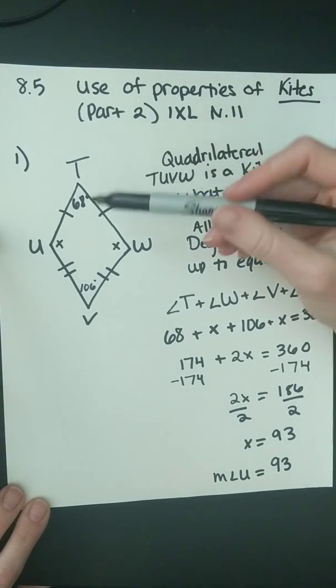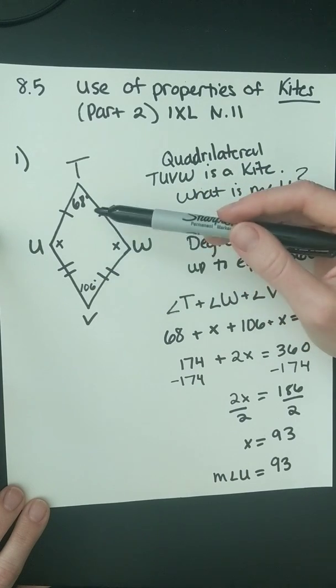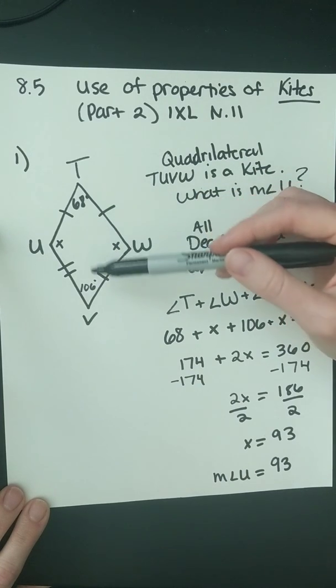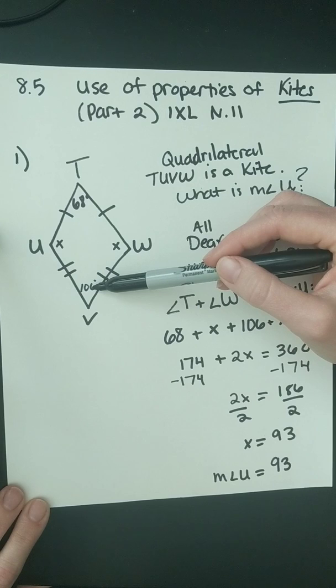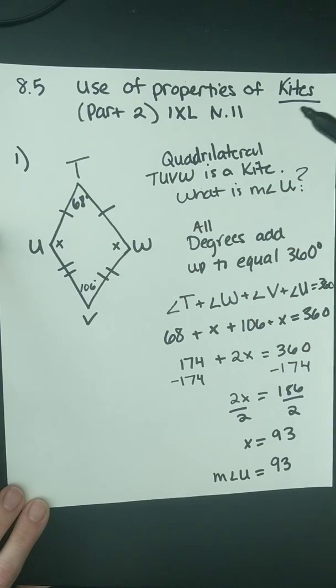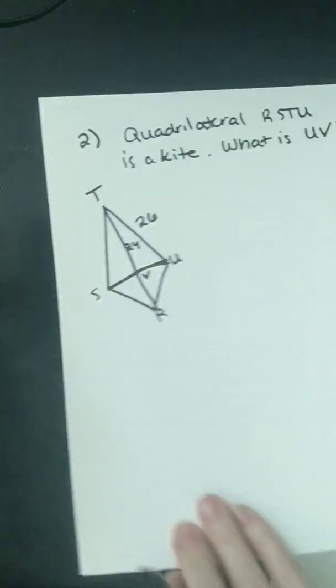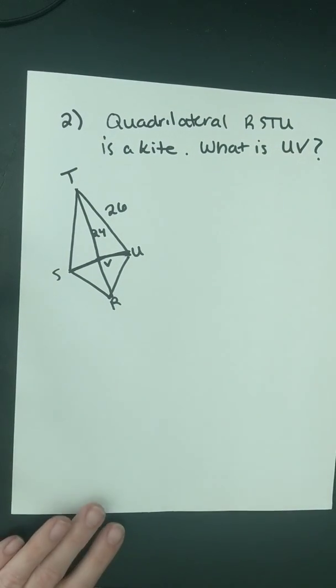Another way to just simplify what to do, all degrees inside of a kite add up to equal 360. So 68 plus 106, subtract it from 360. Last step, divide by 2, and that gives you what each of these angles has to be. Okay? We're going to go ahead and move on to the second type of problem that you'll see.